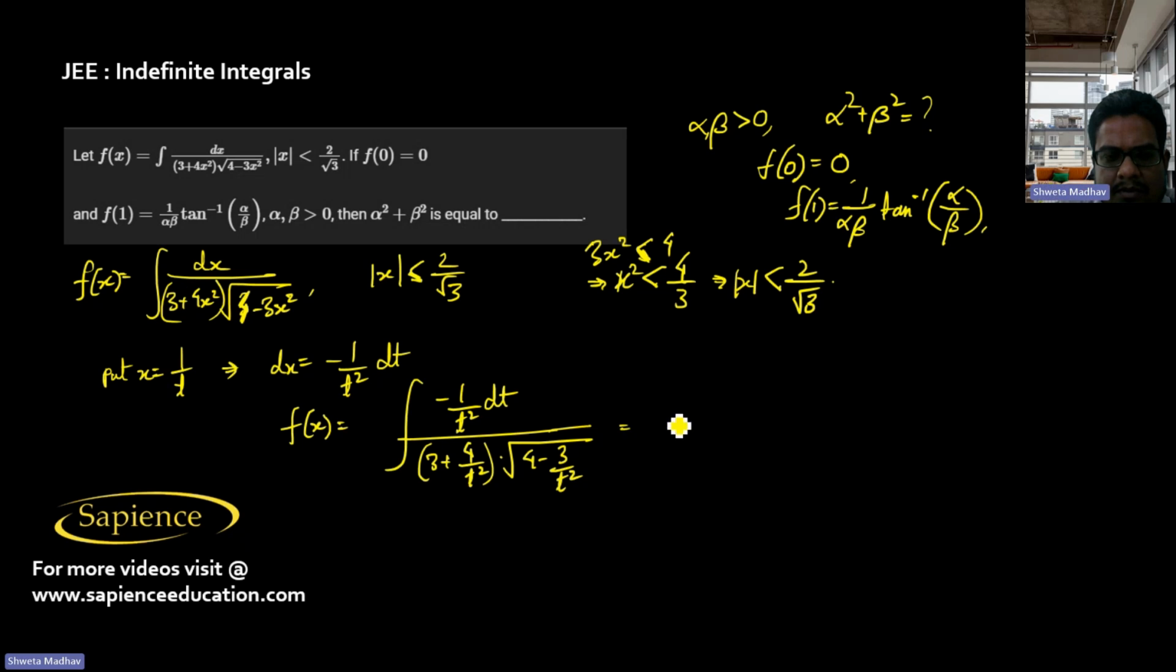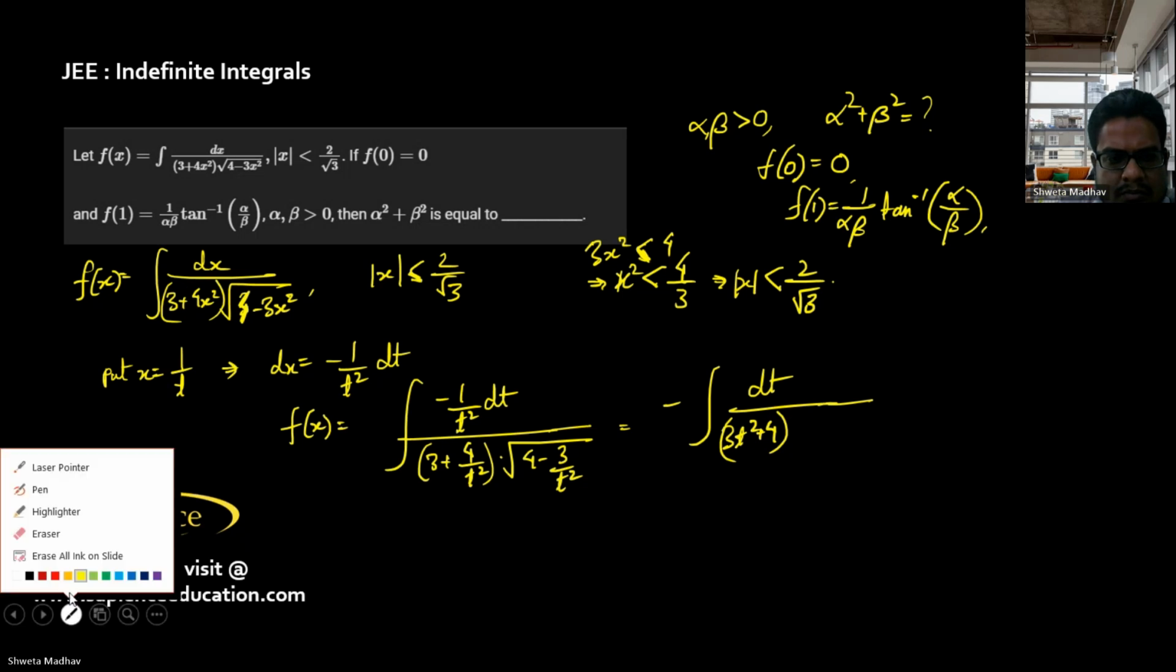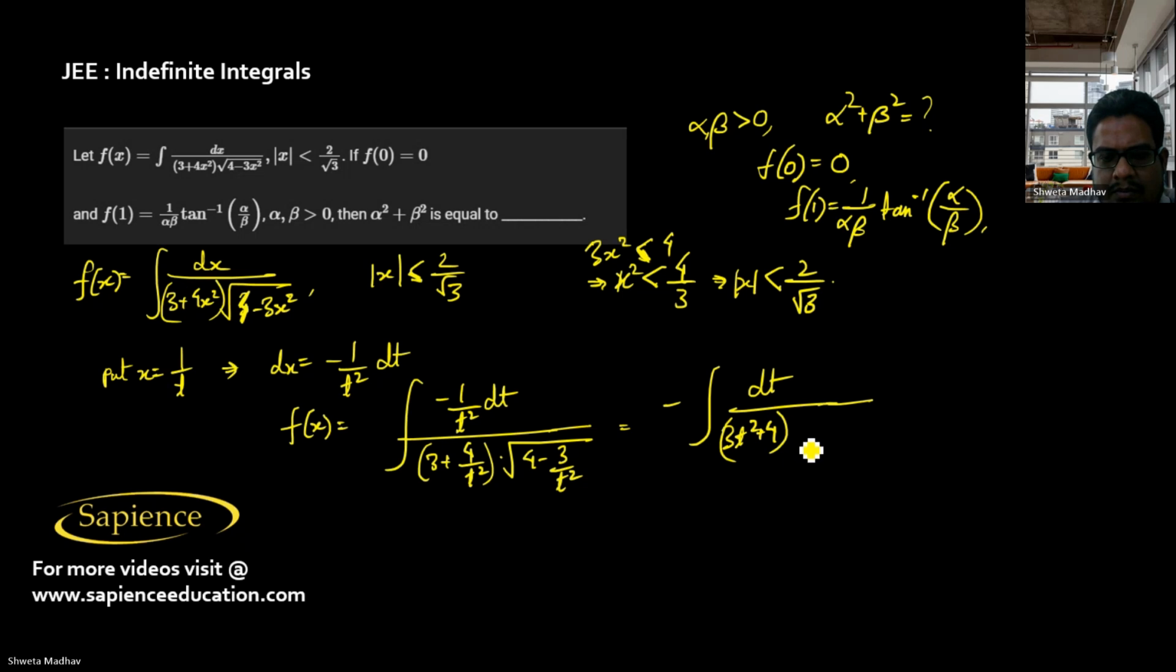So here we can say this will be minus integral dt by (3t square plus 4) into root over (4t square minus 3) dt. This t will go up here. Then this will be equal to... so we have to integrate this. So let's call this as I.